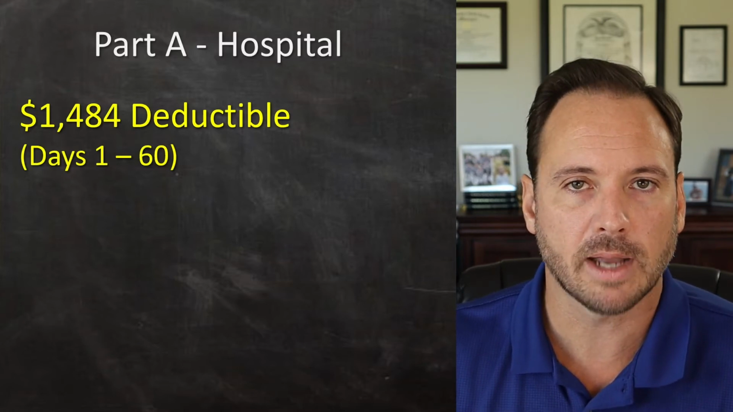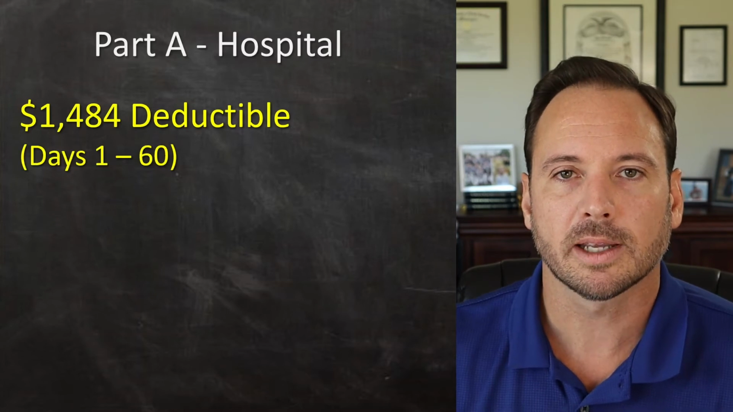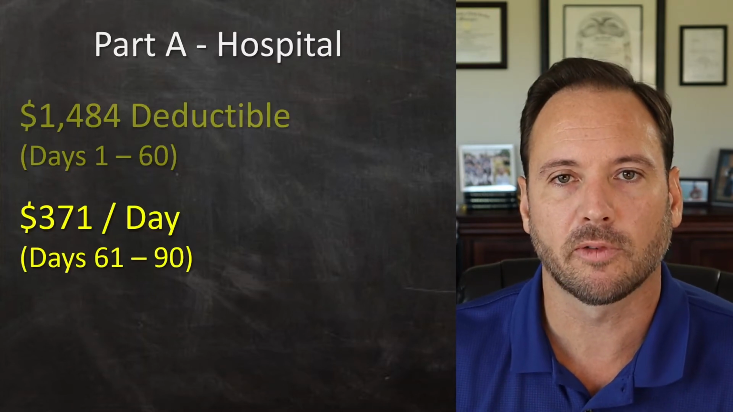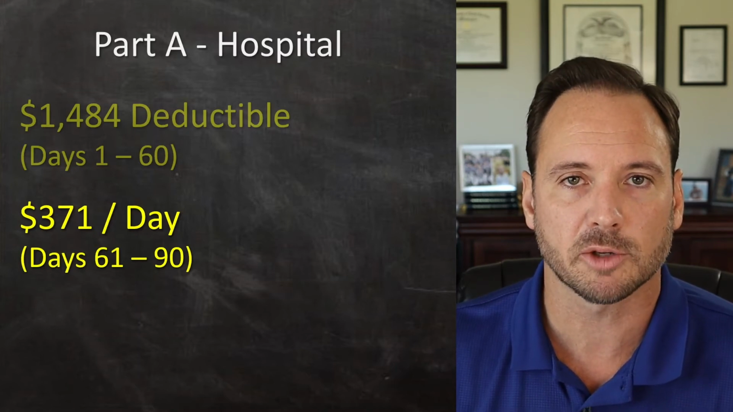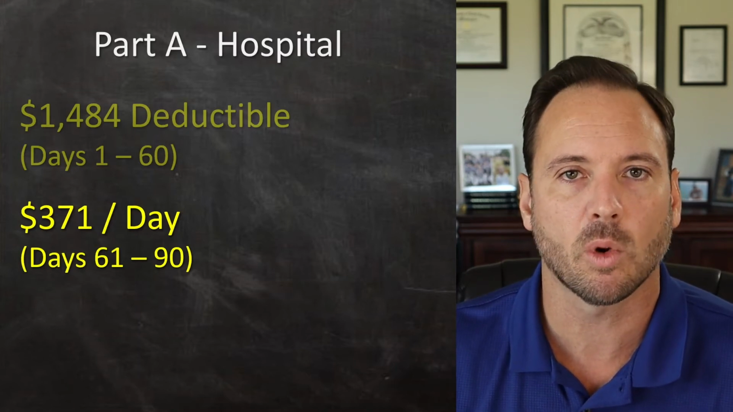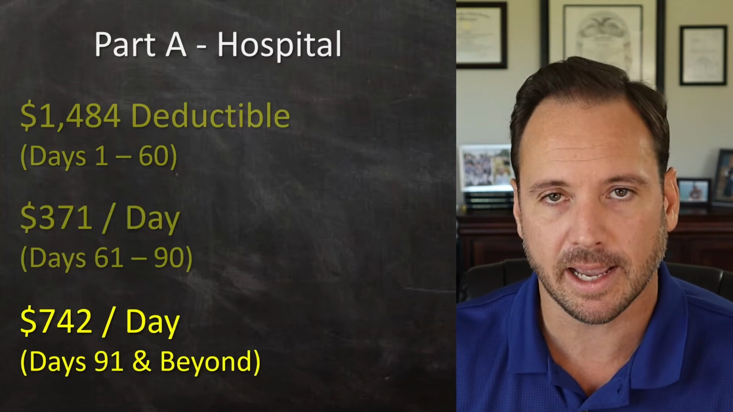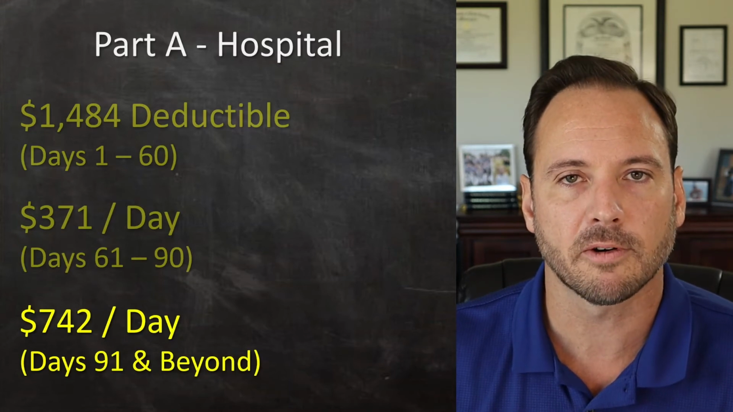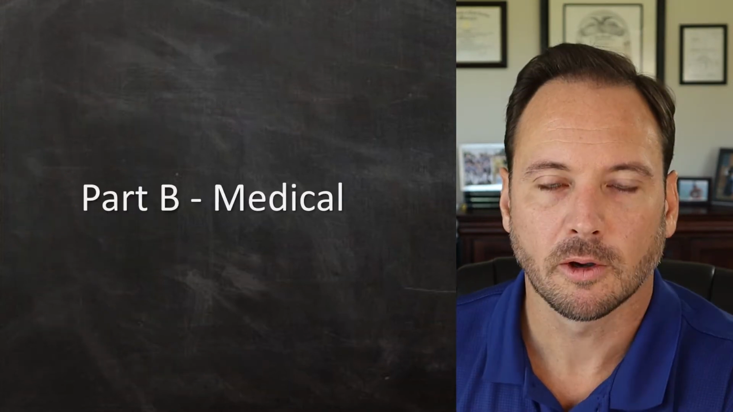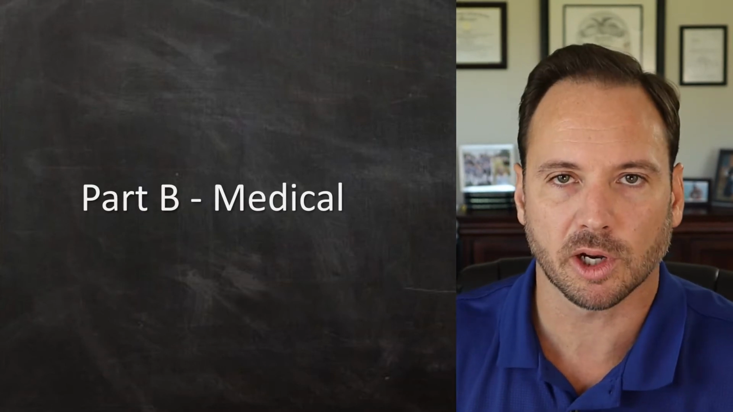A few of the other out-of-pocket requirements or coverage gaps under Part A of Medicare kick in after you've been in the hospital for 60 days. On day 61, you are going to have a responsibility of $371 per day. If you're in the hospital longer than 90 days, on day 91, you're going to have an out-of-pocket requirement of $742 per day. Part B is called your medical coverage, and you can think of this as your outpatient coverage.